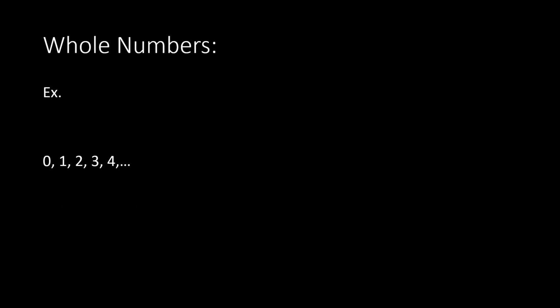So the next one is whole numbers. Whole numbers are basically an addition to the natural numbers, and the addition is the 0, because natural numbers do not have 0, but whole numbers do. And they also contain all the counting numbers too.